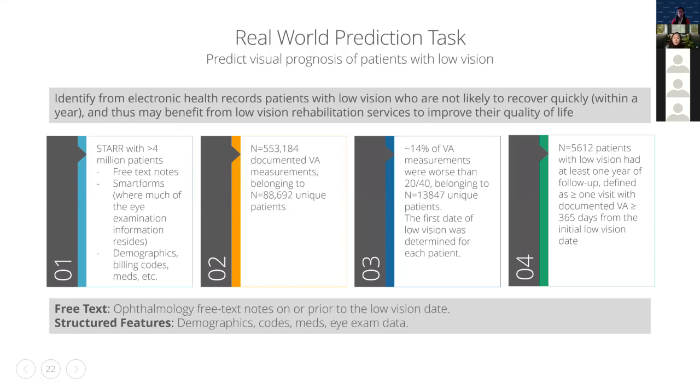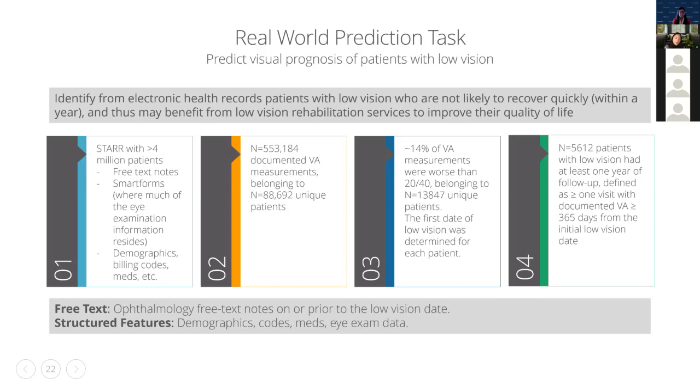So we tried to use the word embeddings to predict the visual prognosis of patients with low vision. Patients with low vision are patients who have poor vision who aren't going to get better with glasses or treatment or surgery. We wanted to identify from the records those patients who would not be likely to recover quickly within a year, because those patients are the ones who might benefit from an early referral to rehab services to improve their quality of life, like learning how to use a cane or getting magnifiers and things like that.